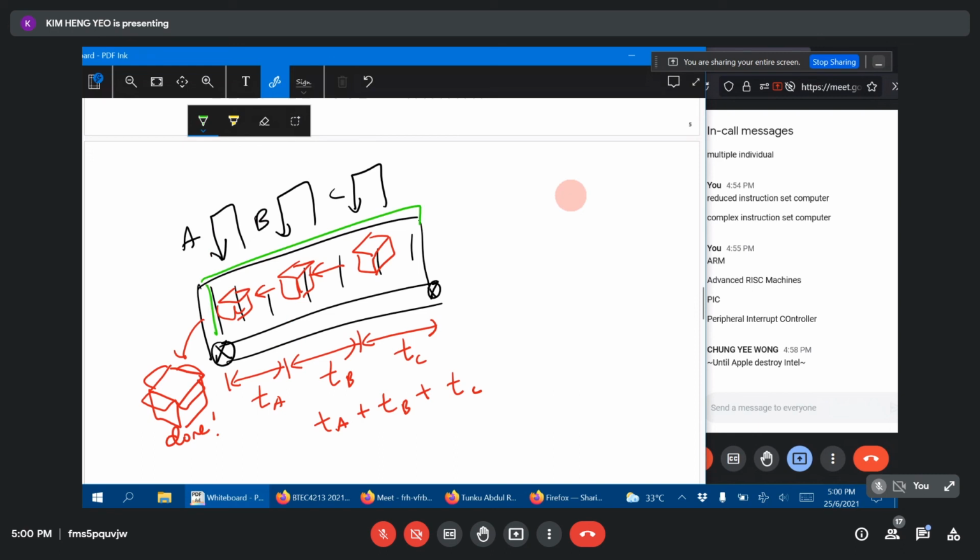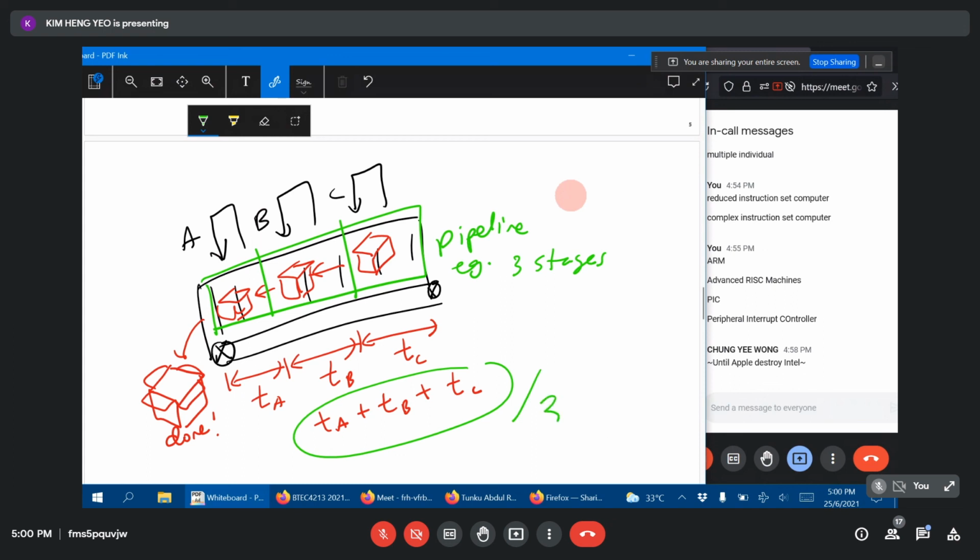We call this the pipeline. And this pipeline, in this example, has 3 stages, A, B, and C. Okay, 3 stages. So effectively, once the pipeline is full, that means A, B, and C are all working at the same time, I can reduce this time by 3, if TA equals TB equals TC. If the times are all the same, that means each stage of the pipeline is the same length, then I can speed up the whole process by 3. So this is the concept of pipelining.